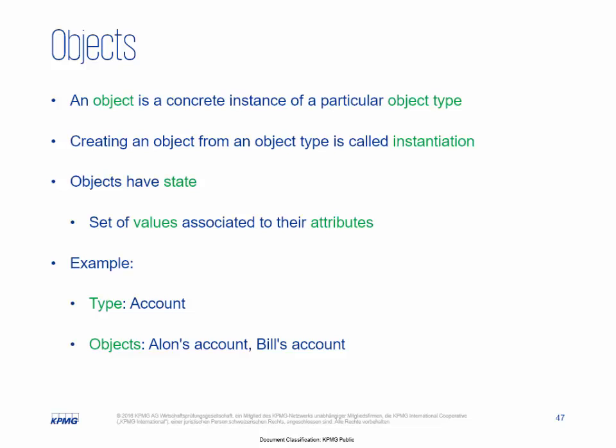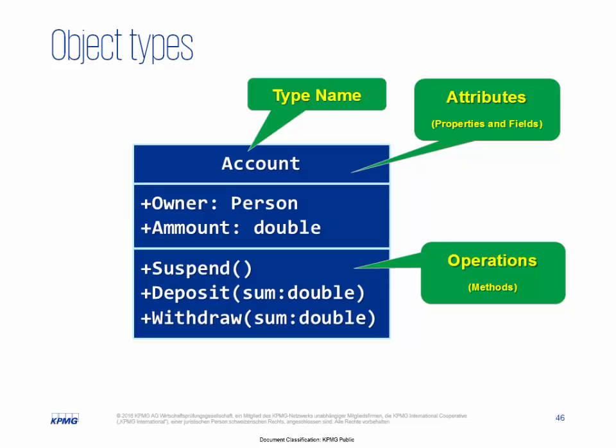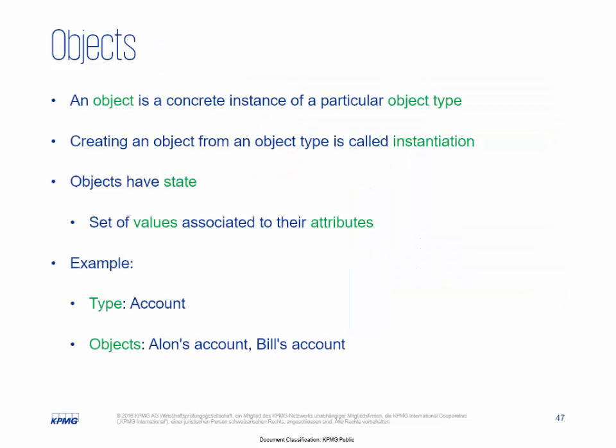The object is the concrete instance of the type. So first we define what our object contains, what properties and what methods, and then we create actual objects which are instantiations of this class.